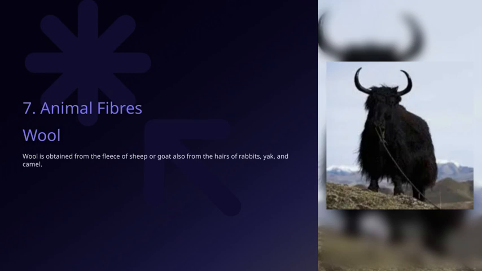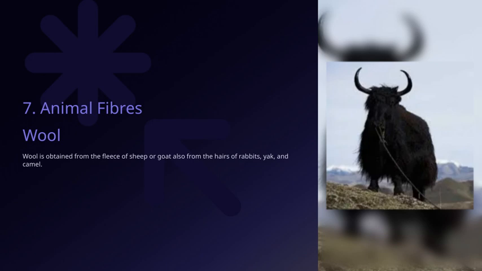Wool is a natural fiber that we mainly obtain from the fleece of sheep and goats. But interestingly, it can also come from other animals like rabbits, yaks, and camels. Wool is valued for its warmth, durability, and insulating properties, making it a popular choice for clothing and textiles.